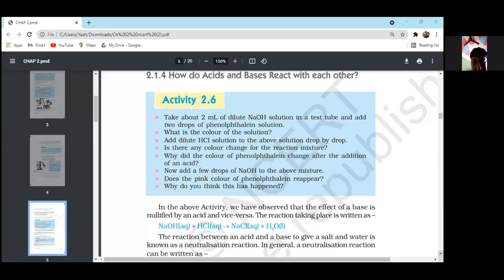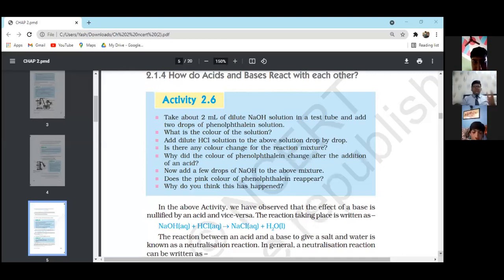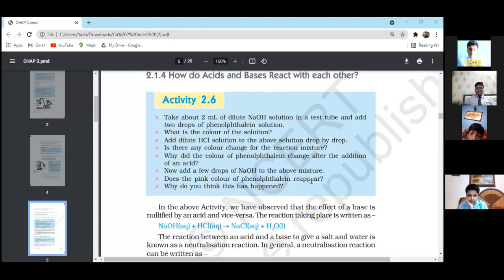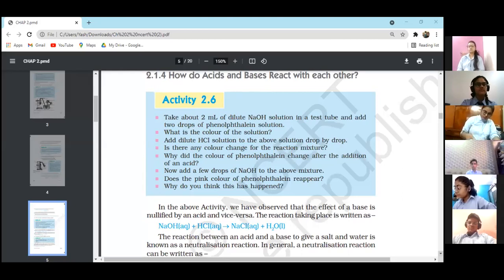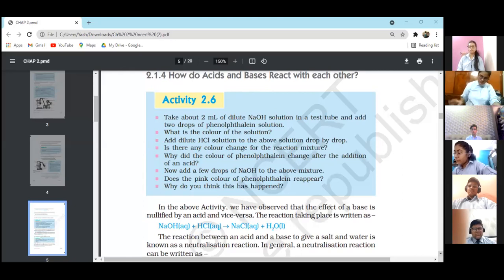Good morning, children. So today we are going to study about neutralization reaction. The topic as per NCERT is how do acids and bases react with each other. So you need to write down here, as I told you many times in this chapter and in chapter 3, you will get the summary.